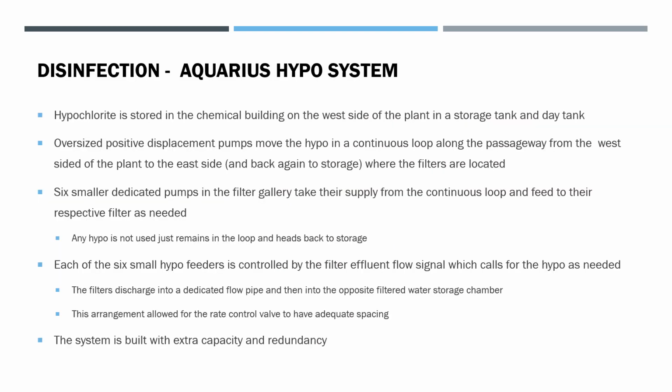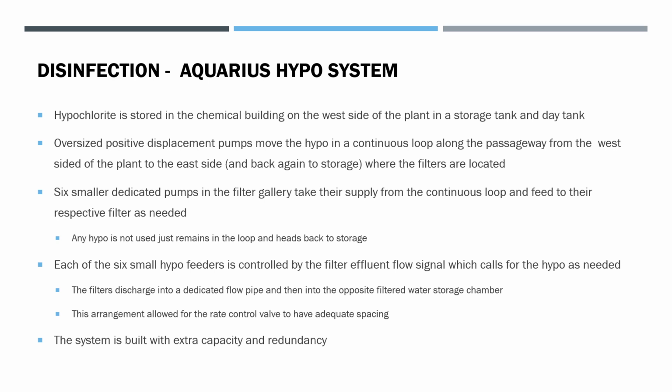Again, for disinfection at the Aquarius plant, they use the hypochlorite system. And of course, the hypochlorite is stored at the chemical building on the west side of the plant in both a storage tank and the day tank. At that location, there are oversized positive displacement pumps that move the hypo in a continuous loop along the passageway from the west side of the plant over to the east side where the filters are, and then back again. So there's a continuous loop operating, and the 6 smaller dedicated pumps at the filter gallery take their supply from that continuous loop and feed it to the respective filters as needed.